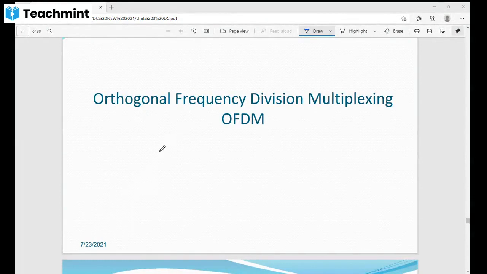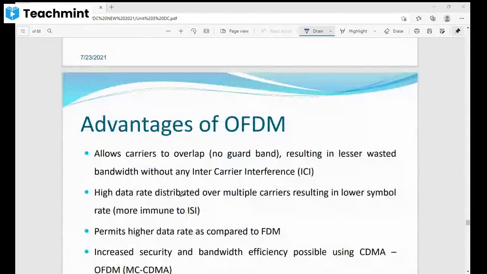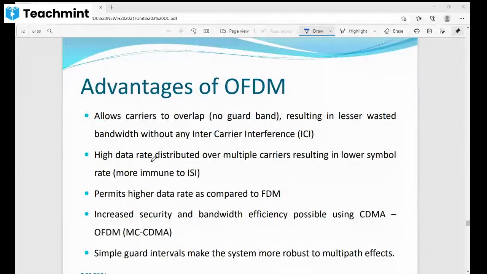Okay, so orthogonal frequency division, look, the advantage is this. First, allow carriers to overlap, no guard band, resulting in lesser wasted bandwidth without any inter-carrier interference. It means allow carriers to overlap: multiple carriers we are going to send, without interference, so that bandwidth is saved here. High data rate distributed over multiple carriers, resulting in lower symbol rate. Permits higher data rate as compared to FDM, frequency division multiplexing.